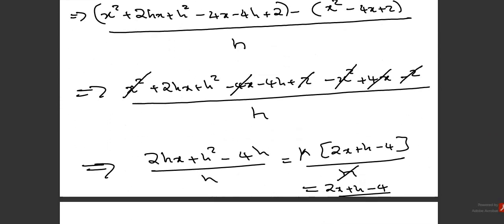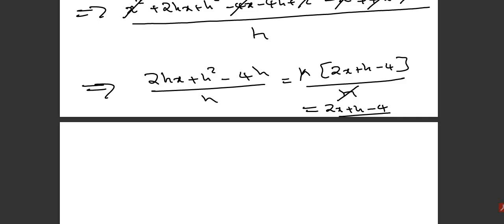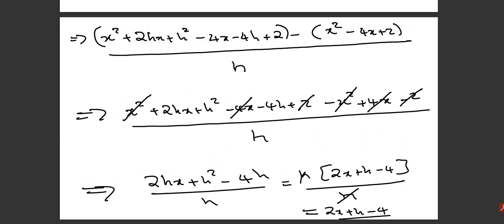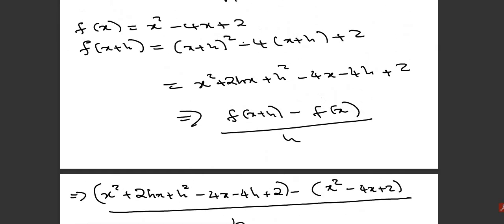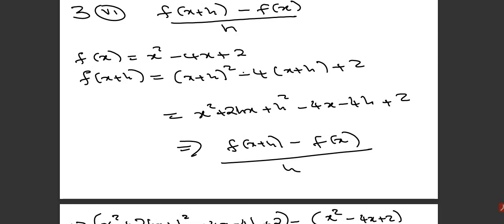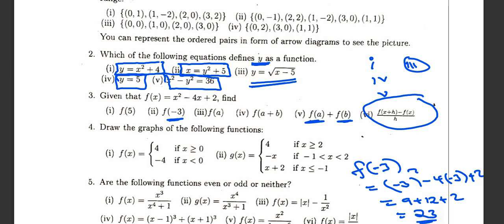Just to instill this whole concept of finding f of something. So that's what they just want you to understand. Whenever they say f of something, meaning put that something wherever there was x in the original function. So f of x was that. When they ask for f of x plus h, meaning we're replacing x plus h wherever there was x in the original question. So this is the illustration to your part 6 of question number 3.